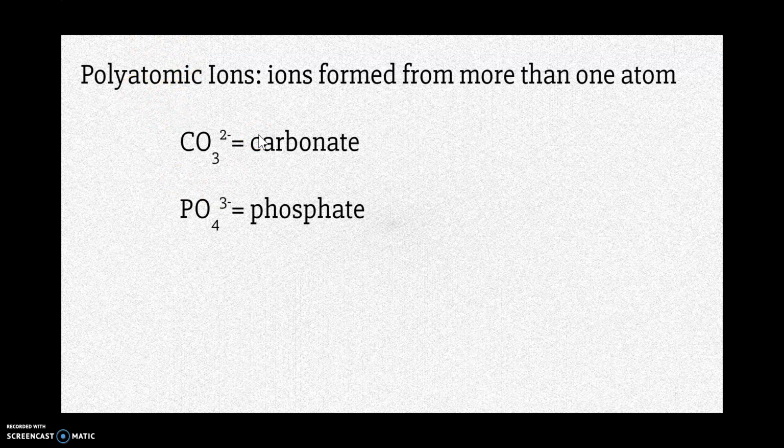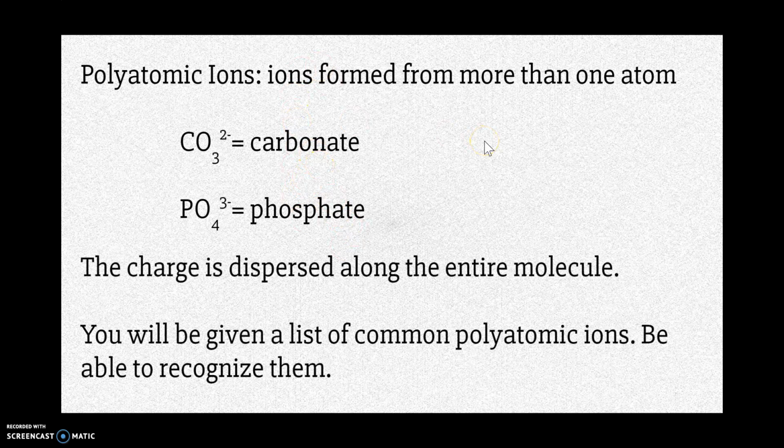So here are some examples. CO3 with a 2 negative charge is carbonate. PO4 with a 3 negative charge is phosphate. And if you look on the very front of your packet, you have a whole list of common polyatomic ions. This list I want you to become familiar with as we do them in class, and you will be able to use this list on your test. And so no need to memorize, we just need to know how to use them.